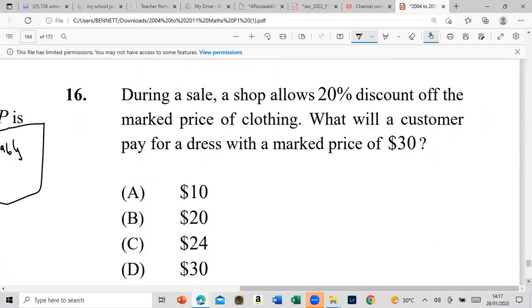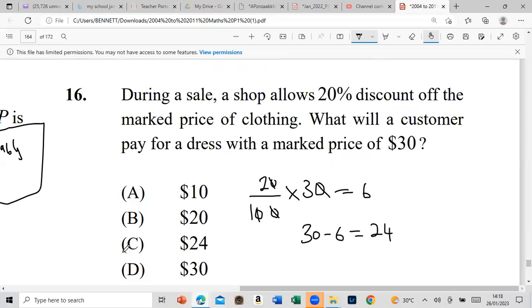Alright, number 16 says during a sale, a shop allows 20% discount off the mark price of clothing. What will a customer pay for a dress with mark price of $30? I did this one earlier, so you guys should be able to just look at it and get it. Alright, so you find 20%. If you haven't watched my earlier videos, guys, you know what to do. Right, so this into this. So 2 times 3 is 6. So the discount is $6, so we subtract $6 from this and we get $24. So this will be C.